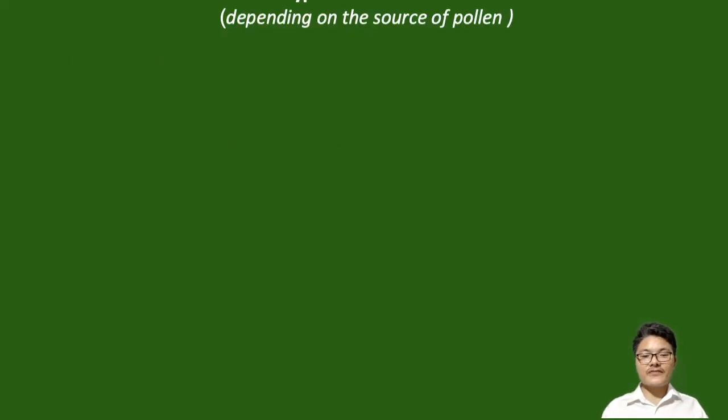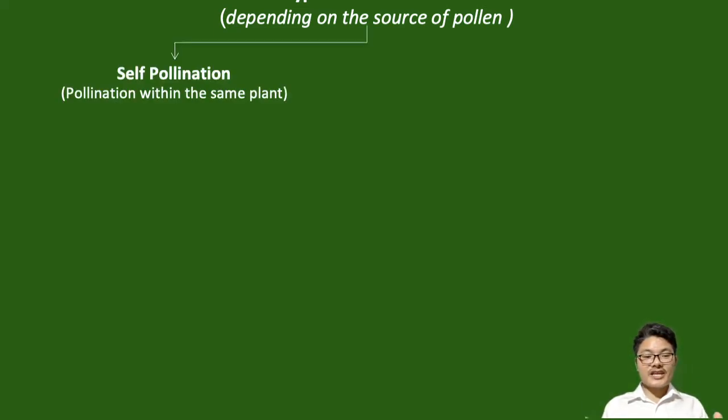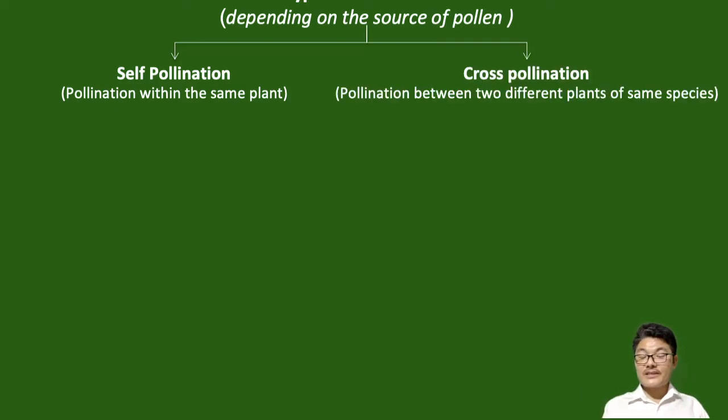Now let's look at different types of pollination on the basis of source of pollen grain. We have self-pollination, which occurs within the same plant, within the flowers of the same plant. On the other hand, we have cross-pollination. Cross-pollination can occur between two different plants of the same species.